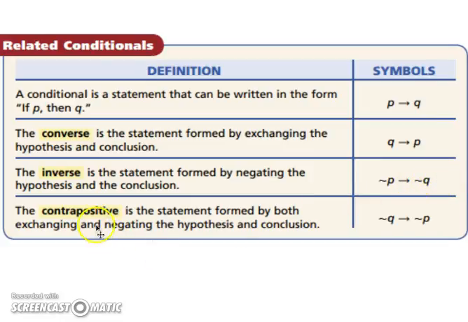Now, your contrapositive is the statement formed by both exchanging and negating the hypothesis and conclusion. So you're going to essentially think of it as looking at your converse and then throwing a not in there. So, if not Q, then not P.